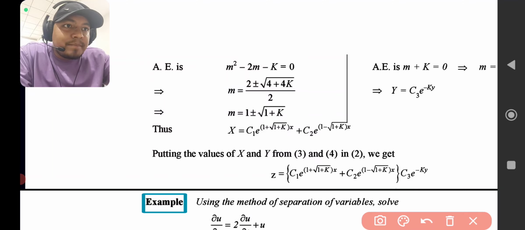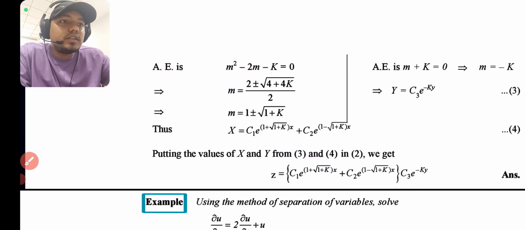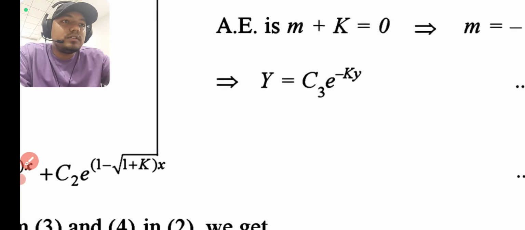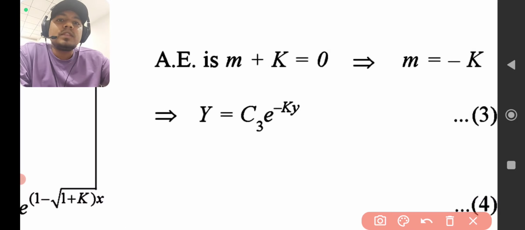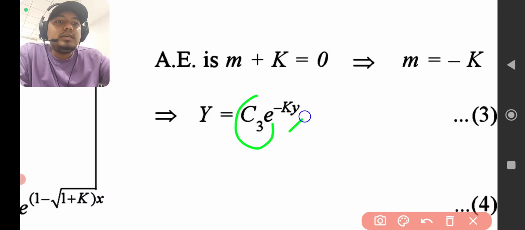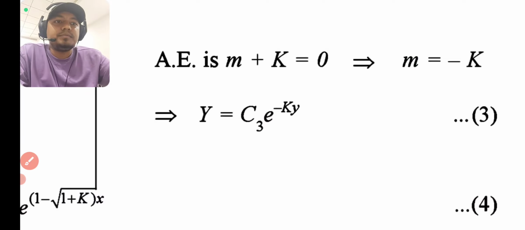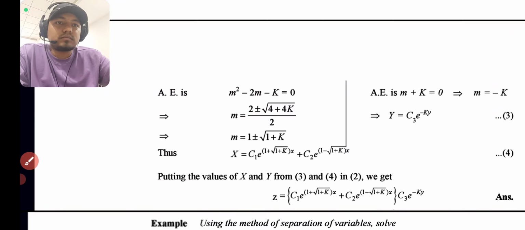Same thing here. You got only one root. You can see here m is equal to minus k, only one root you have got. So if you have only one root, no problem. c3 e power whatever root is there with y, correct? Got it. So two roots we have got.